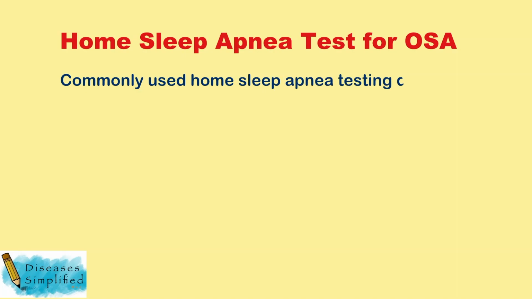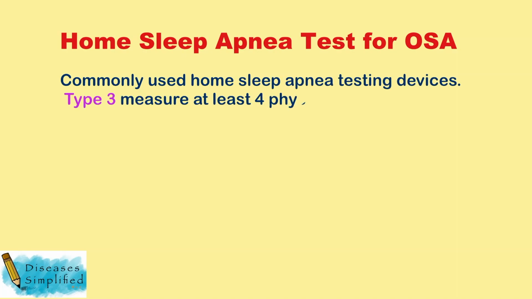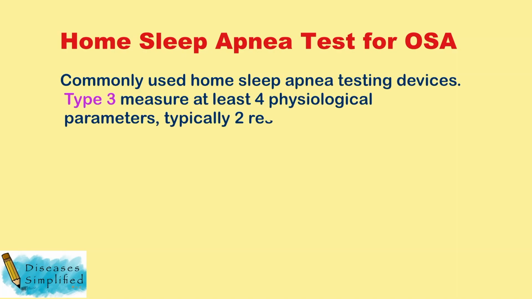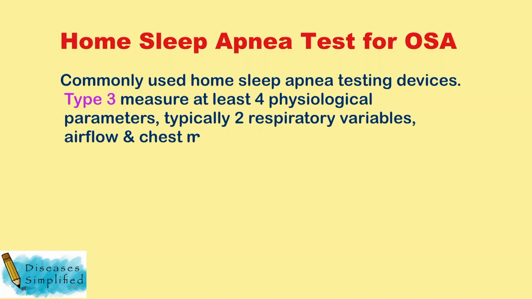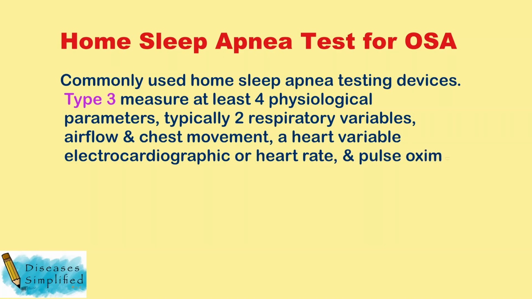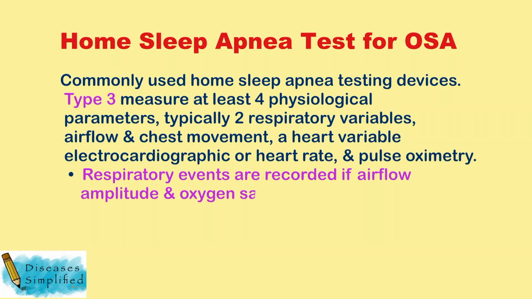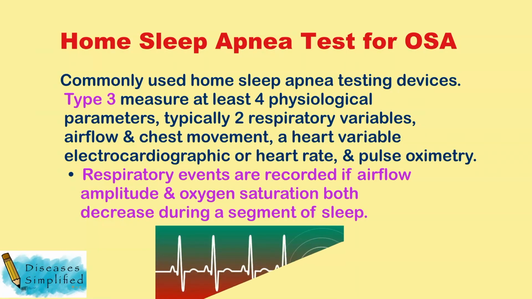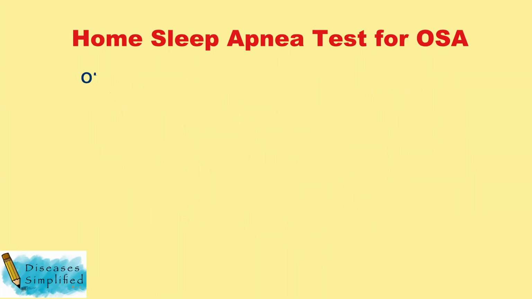Commonly used home sleep apnea testing devices. Type 3. Measure at least 4 physiological parameters, typically 2 respiratory variables, airflow and thoracic movement, a cardiac variable, electrocardiographic or heart rate, and pulse oximetry. Respiratory events are recorded if airflow amplitude and oxygen saturation both decrease during a segment of sleep.